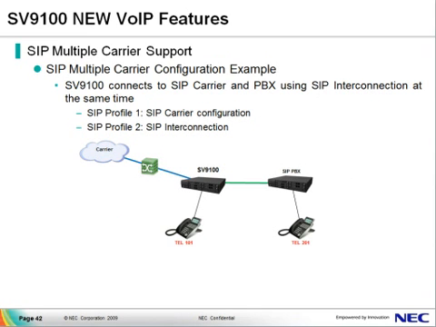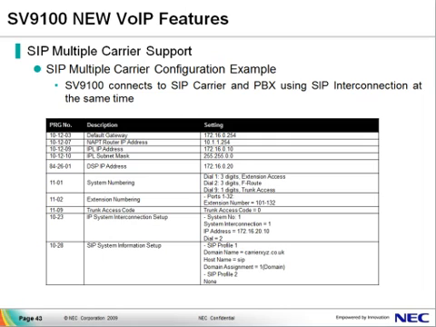The next few slides are going to go through and illustrate a SIP multi-carrier example. So we've got an sv9100 system which is going to connect to an external SIP carrier, but at the same time use a SIP interconnection to another SIP enabled PBX. So SIP profile 1 is going to be our SIP carrier configuration, and SIP profile 2 is going to be our SIP interconnection. The next three slides go through the programming steps required for configuring this type of example. You can pause the video to look at these programming commands in more detail.